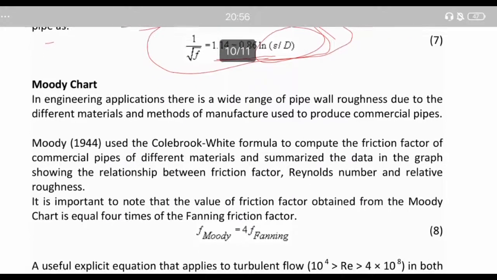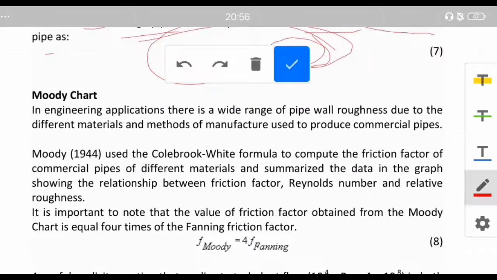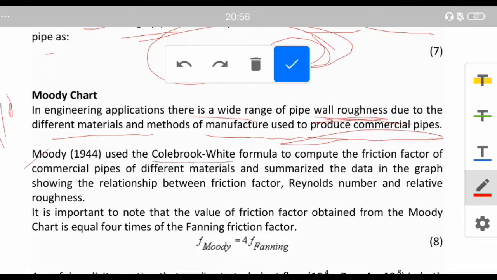That's the final thing, the Moody's chart. In engineering application, there is a wide range of pipe wall roughness due to the different materials and methods of manufacture used to produce commercial pipes. So we use different materials for different pipes, and thus we will have a wide range of wall roughness. So Moody used the Colebrook-White formula. The Colebrook-White formula is also a separate formula. If you are interested, then you can check the formula over the internet.